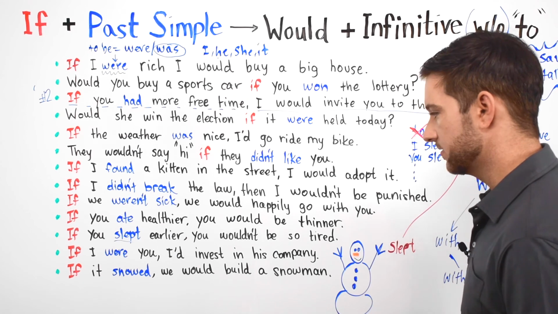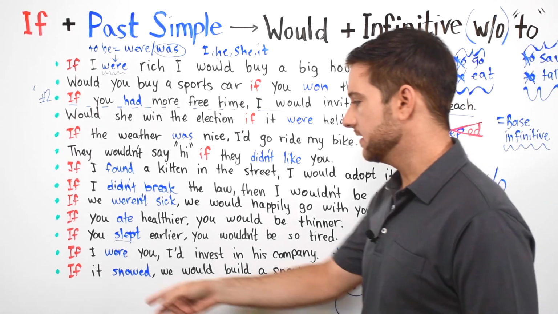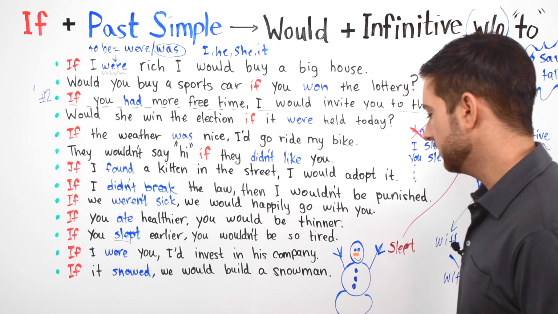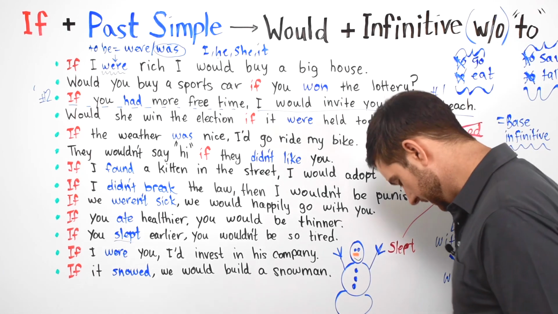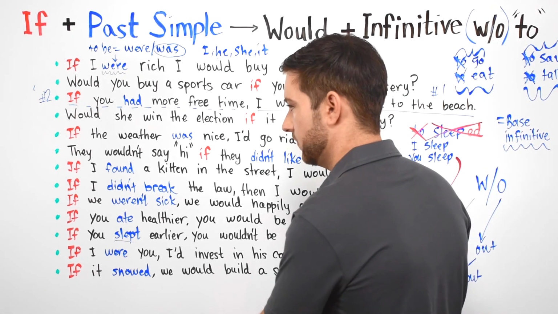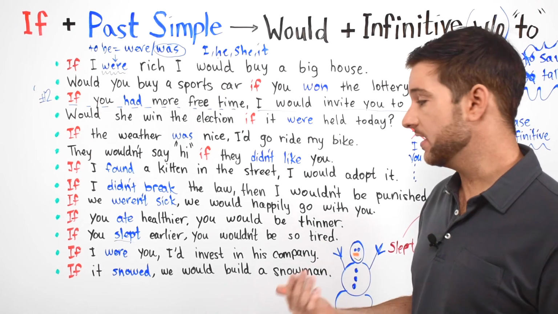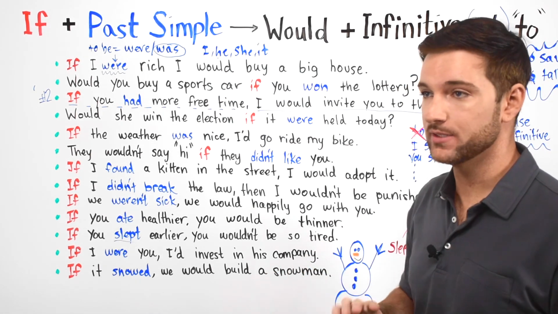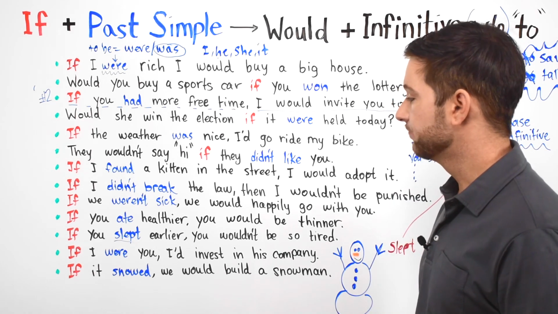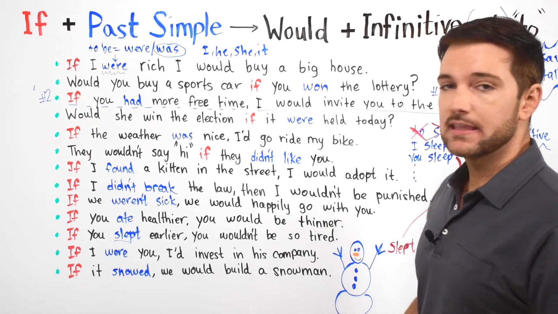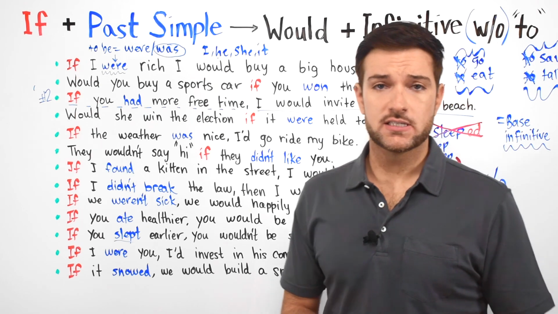That's a snowman, guys. So you're saying hypothetically, if it snowed, we would build a snowman. Okay, but is it snowing? No. We're talking about hypothetically, if it snowed, then we would build a snowman, but right now it's not snowing.